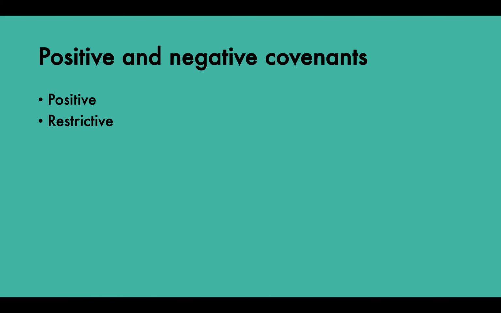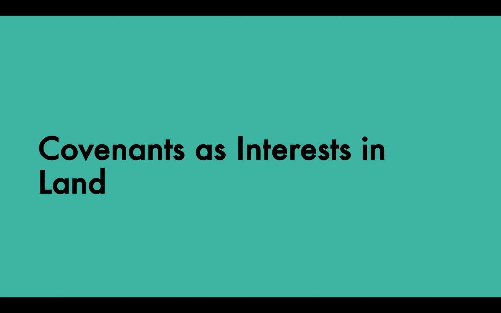So we've got two different types of covenants. We've got the positive covenant, and that's a covenant that tells someone that they must take some sort of action, and a restrictive covenant or a negative covenant, which is that some party must refrain from some activity, they must not do something. And most covenants you will find are restrictive covenants.